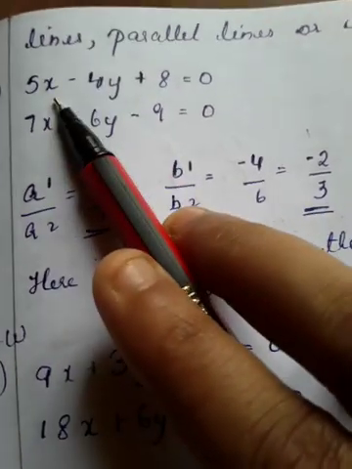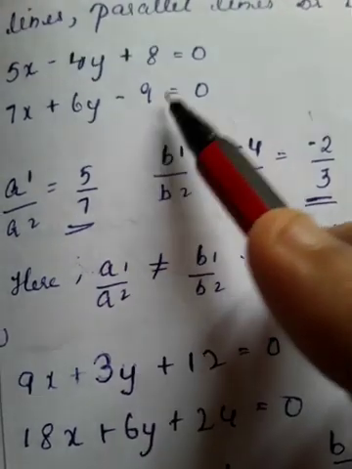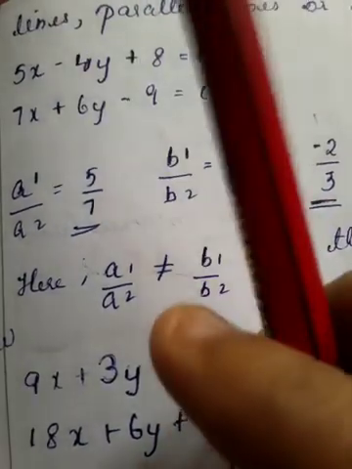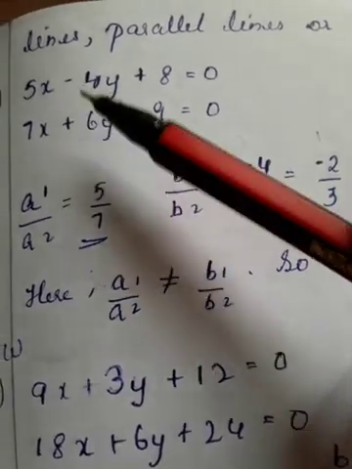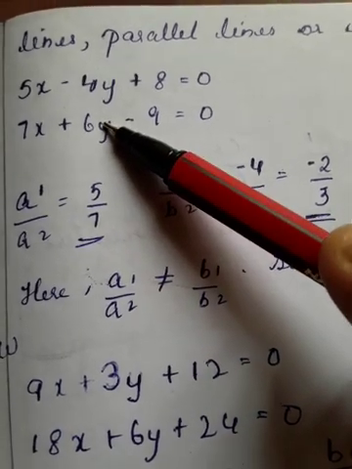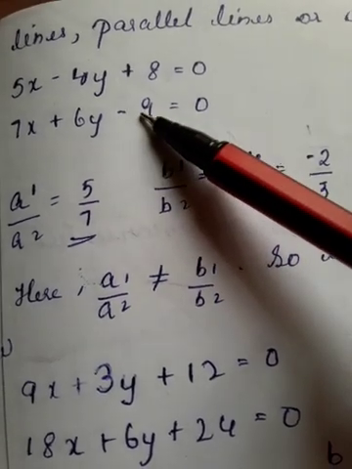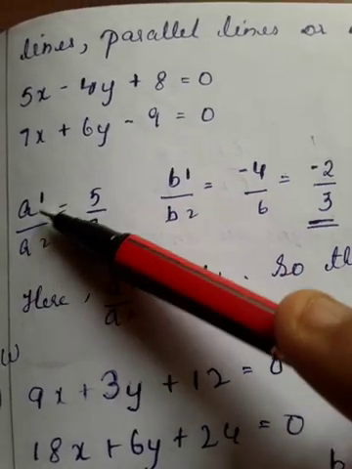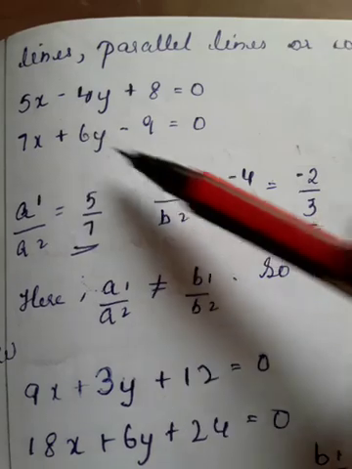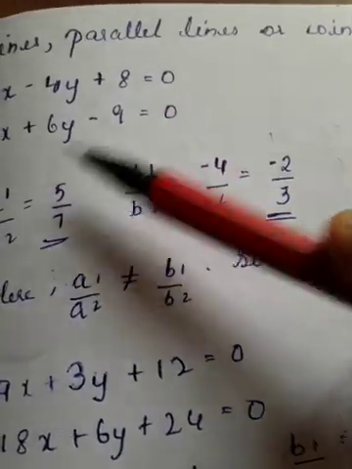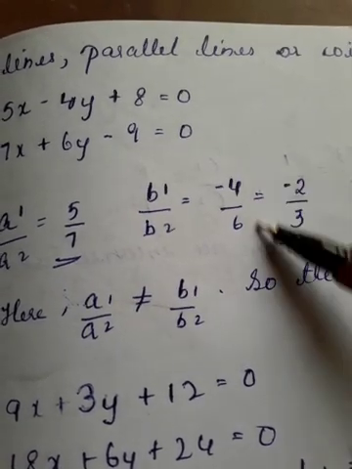Here is the first question: 5x minus 4y plus 8 equals 0, and 7x plus 6y minus 9 equals 0. So here a1 is 5, a2 is 7, b1 is negative 4, so the sign you should also take, b2 is positive 6. Then c1 is 8, c2 is negative 9. First we find a1 by a2, that is 5 by 7. We can't simplify it. Then b1 by b2 is negative 4 by 6, that is equal to negative 2 by 3. This is the simplified form.